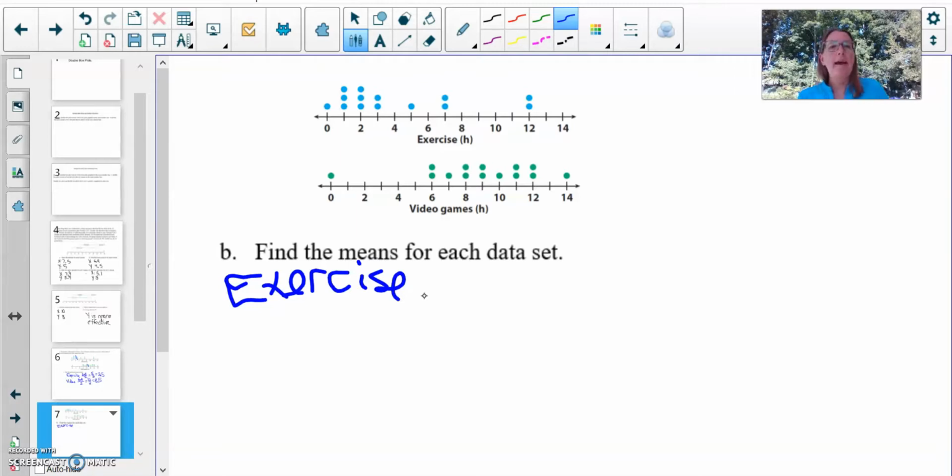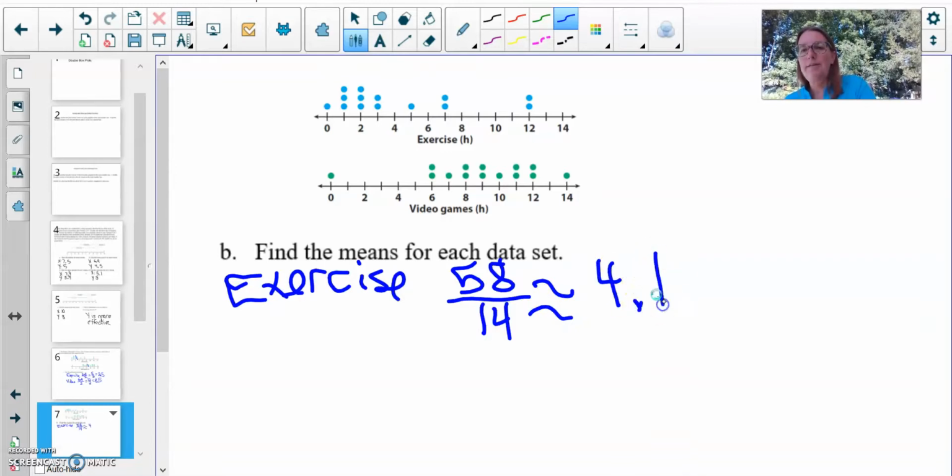So I'm adding 1 plus 1 plus 1, which is 3, plus 2 plus 2 plus 2, which is 6, plus 3 plus 3, which is another 6, plus 5, plus 7 plus 7, plus 12 plus 12. So I'm getting 58, and I would divide that by the 14 data values we have. With rounding, the exercise is approximately 4 1/10 hours.